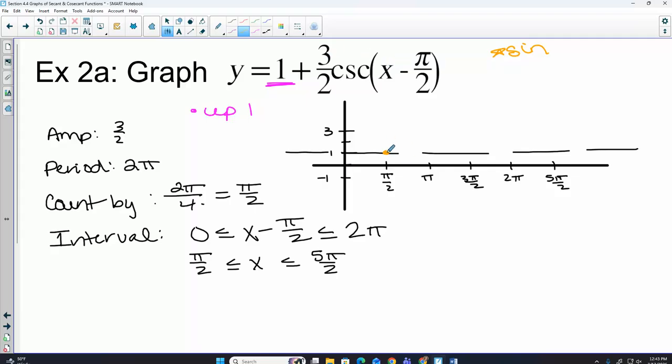So then sine goes up. So at pi, I would be 1.5 above that. Back down. 1.5 below. Back to the middle. Okay. Now this helps me because anywhere it's at 0, which in this case the 0 is at 1, right? Because we shifted our graph up. So these points become asymptotes.